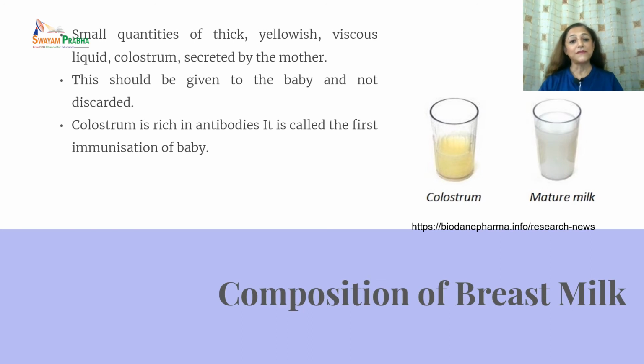Colostrum is rich in antibodies, which we call gamma globulins. It is rich in vitamin A, and it is therefore not only providing nutrition to the child, but it will also help in developing the immunity of the baby. Thus, it will give him the ability to protect himself against infection after the birth. It is also called the first immunization of the baby.